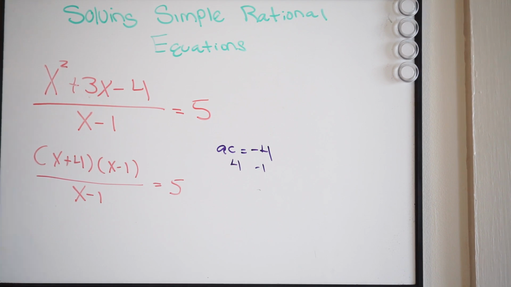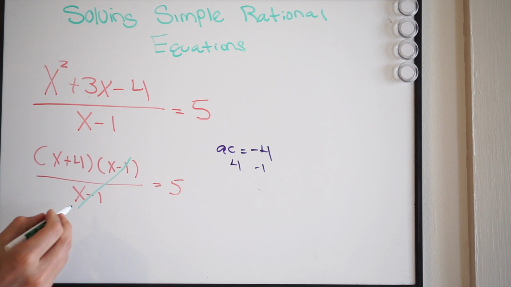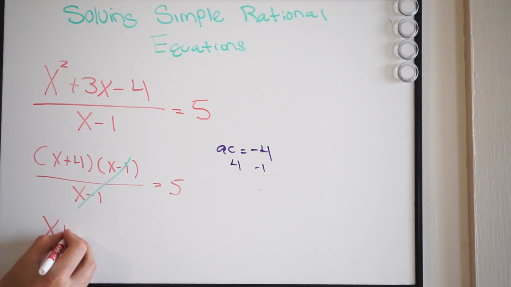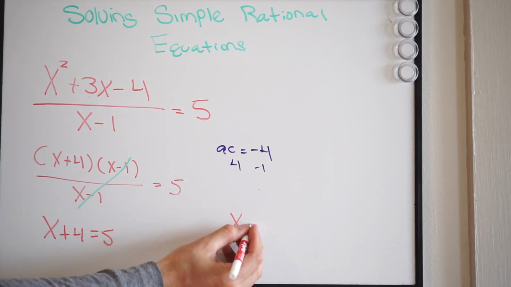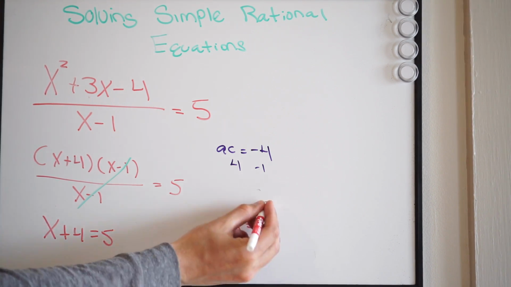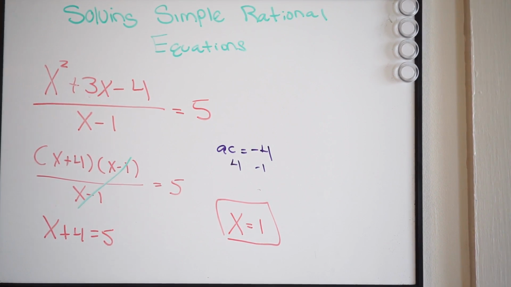Now look for a common factor on the top and bottom that we can cancel out. Well, that's going to be x minus 1. That cancels. We now have x plus 4 equal to 5. Last step, you want to subtract 4 on both sides. So x here is going to be equal to 1. Okay, and that's it. So that's solving simple rational equations.